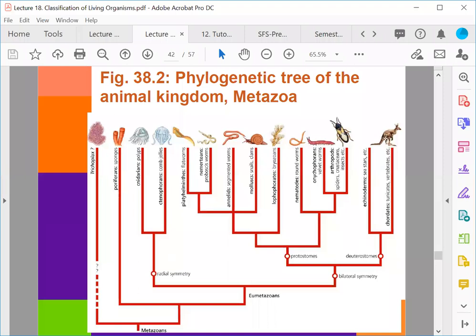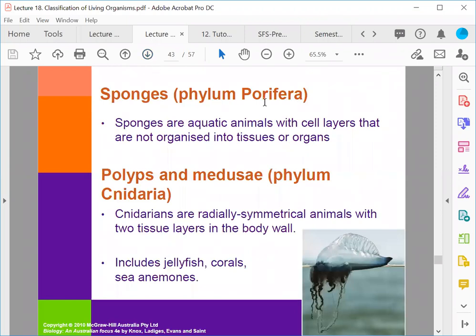And then over here, we have the deuterostomes. All right, so let's run through just some of the different groups of animals, starting with the sponges. Probably the simplest of the animals. They belong to phylum Porifera.